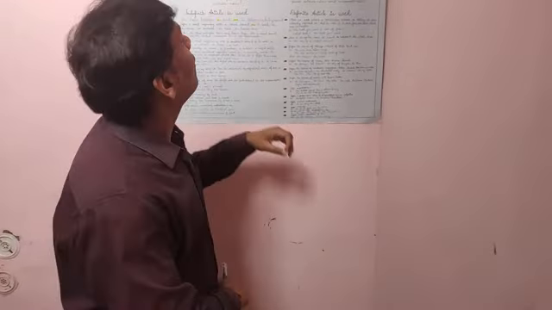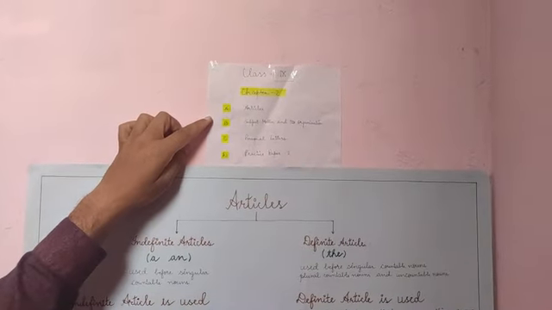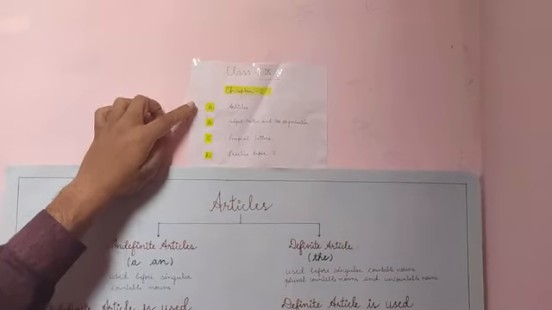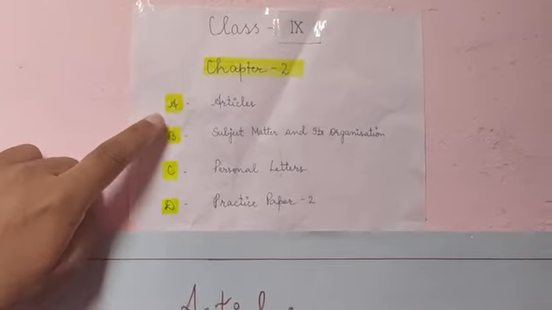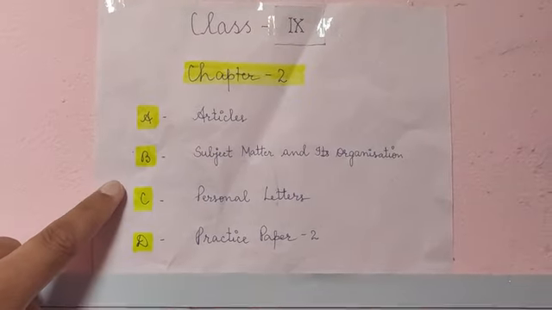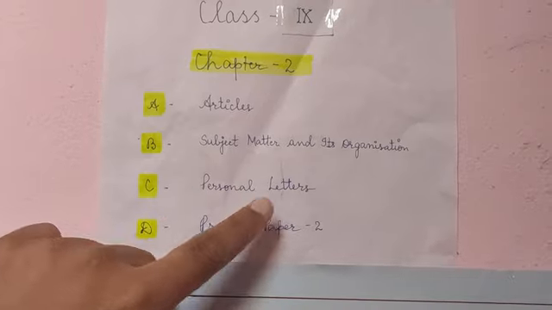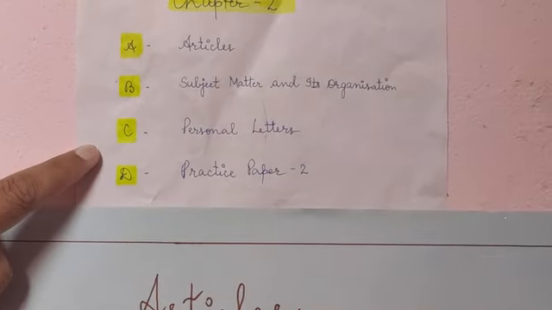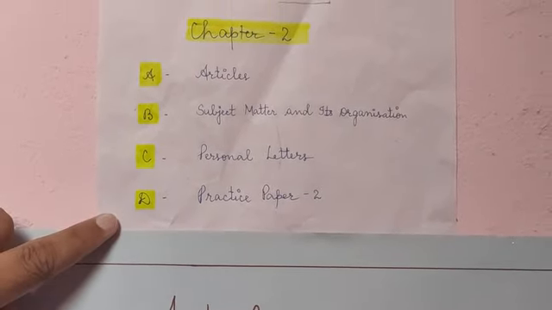Hello students, today I would like to teach you chapter number 2 of English grammar. You can see here chapter number 2 has been divided into 4 sections. Section A is articles, section B subject matter and its organization, section C personal letters, and section D practice paper.